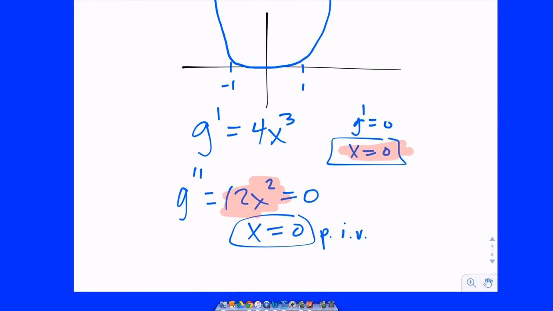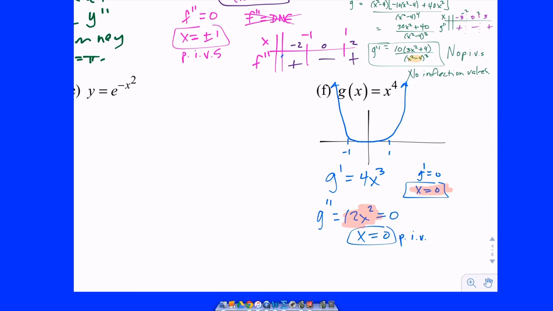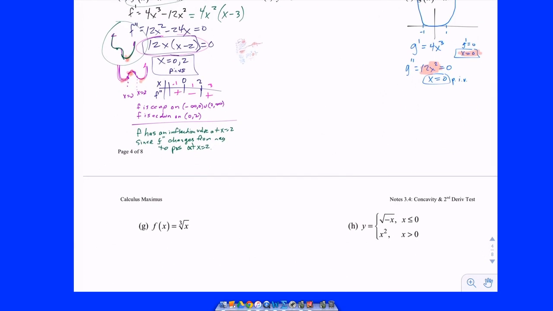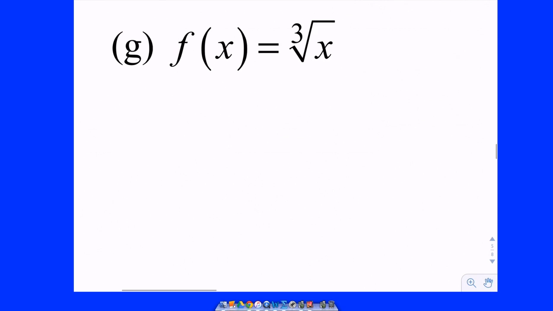Okay, that's all I wanted to do about that one, is just to show you another example of a PIV that's not an actual IV. And there's more.